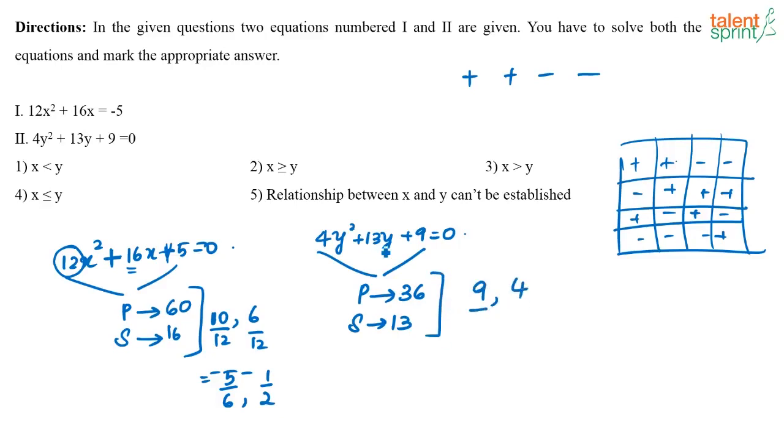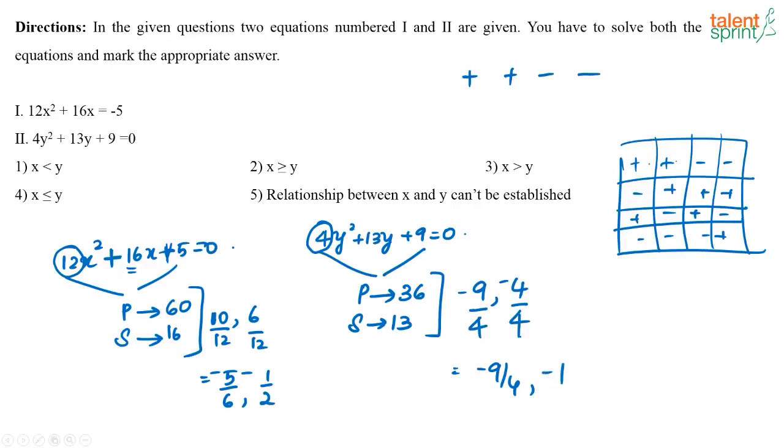So what will be the roots? It will be 9 by 4 and 4 by 4. Here the coefficient of y squared is 4, so divide both the roots by 4. So this will be the final roots that you get. And here you have plus plus, so again both the roots are going to be negative. So this is going to be minus 9 by 4 and this is going to be minus 1.